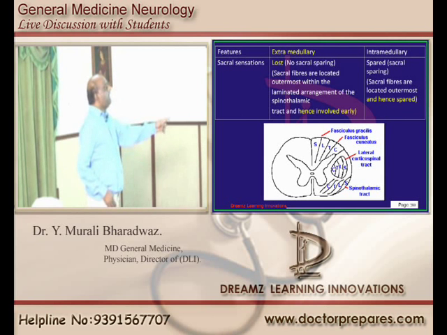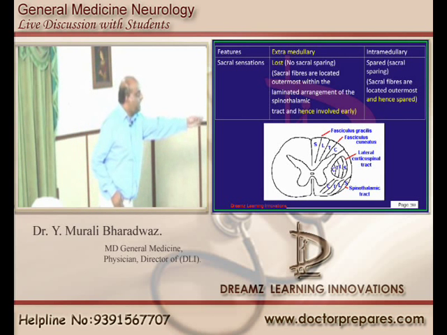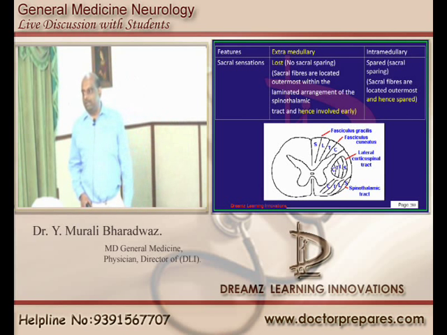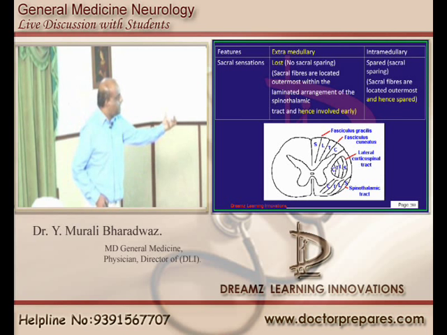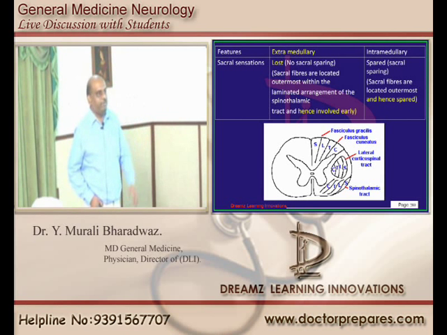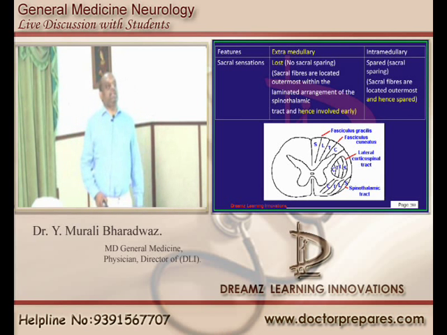Whereas in intramedullary lesion, the sacral fibers are very peripheral. That is the reason they may be spared. Unless the central lesion has grown big until it reaches the periphery, it won't be involved. So sacral sparing is a feature of intramedullary lesion, is what you have to basically remember.